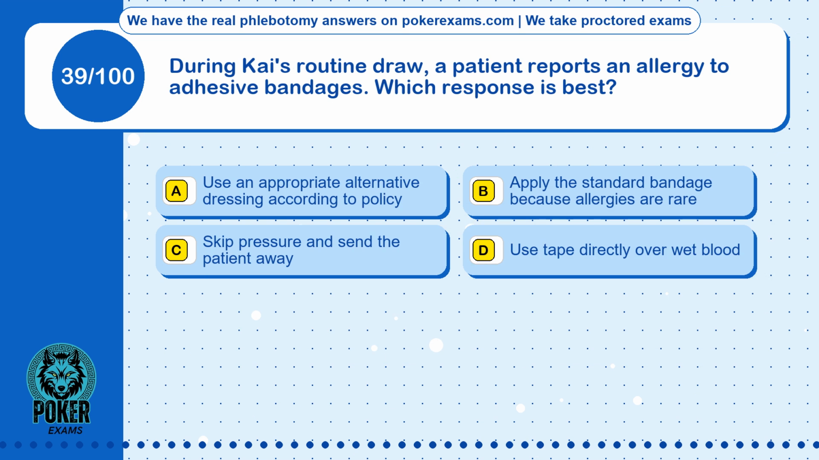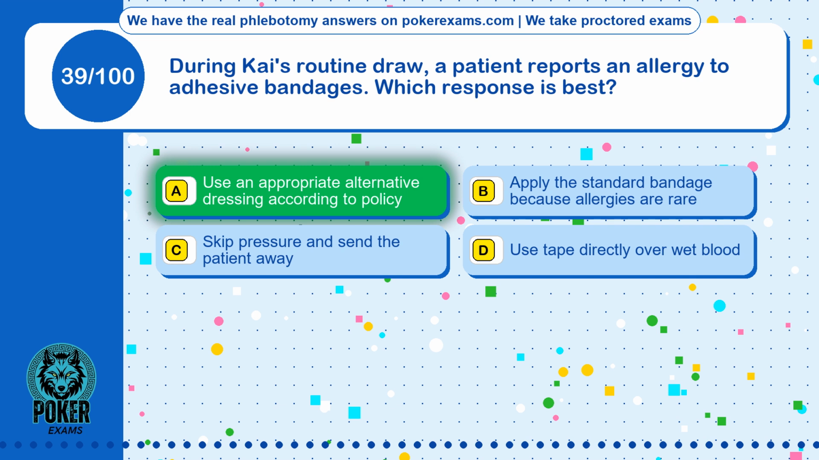Question 39. During Kai's routine draw, a patient reports an allergy to adhesive bandages. Which response is best? Option A. Use an appropriate alternative dressing according to policy. Option B. Apply the standard bandage because allergies are rare. Option C. Skip pressure and send the patient away. Option D. Use tape directly over wet blood.